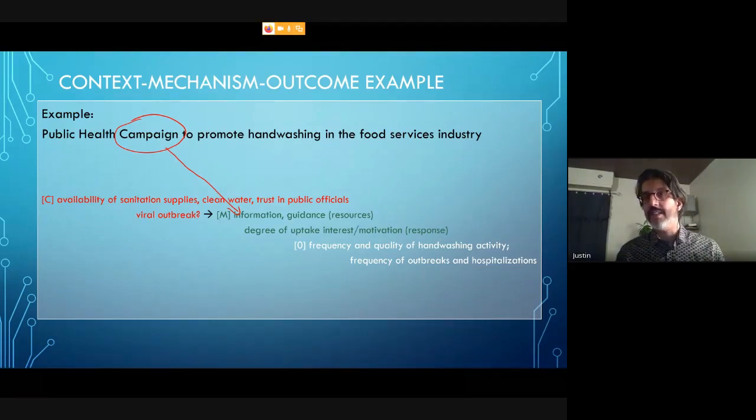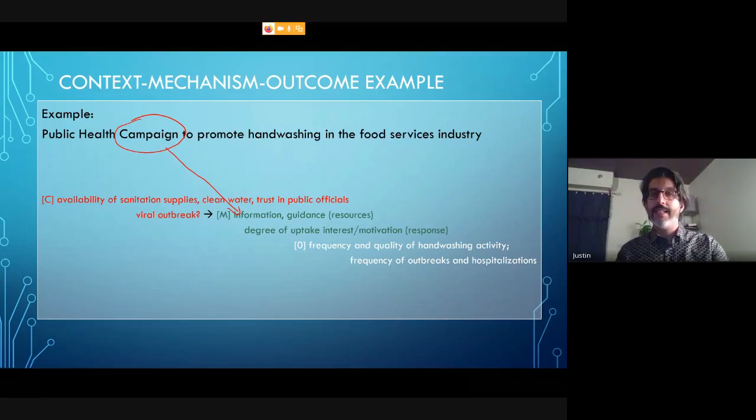This is another surveillance tactic. Somebody is trying to control me. You know, or is it something else? It could be so many different ways in which people reason in relation to the resources of programs and the context. So here, as the outcome, sorry, let's go to context. The context here could be the availability of sanitation supplies, clean water, trust in public officials, or a viral outbreak. So these are all different examples of context.